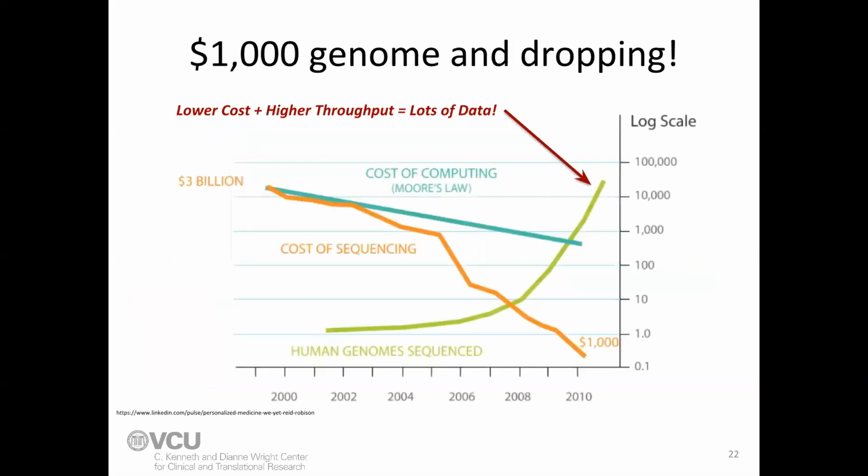So the $1,000 genome, originally, when we first started sequencing, it cost $3 billion to sequence the first human genome, and over 10 years, I think. Since then, and with the advent of high throughput sequencing, the cost of sequencing has dramatically dropped, and I think at this point we're down to about $1,000 per genome. With the drop in price, of course, the number of experiments that are run goes up, so lower cost plus higher throughput equals lots and lots and lots of data.